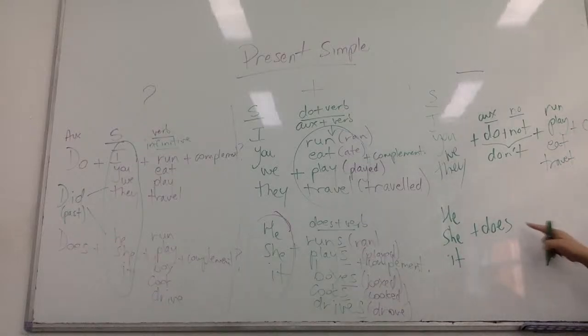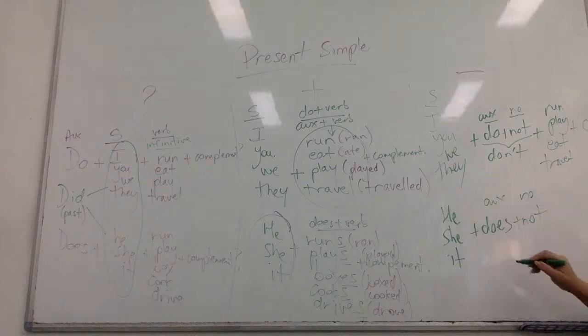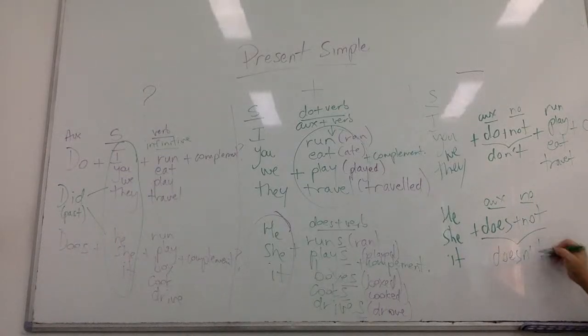And then here in does, we're going to do the same thing. We're going to add not. So my auxiliary and my no. And here we're going to say doesn't. Good, Zoe. Doesn't. And again, we're going to add our actions. So we've got run, play, box, cook, and drive. And we're going to add our complement.